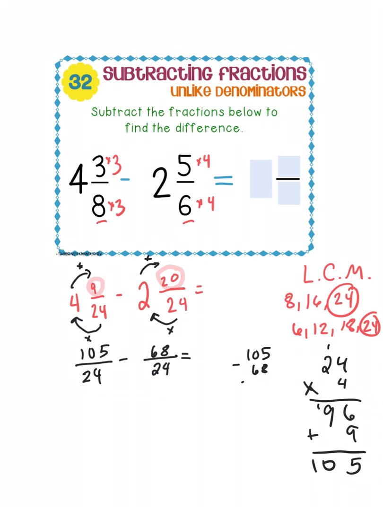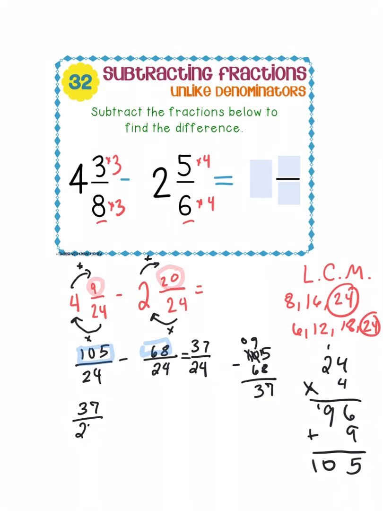105 minus 68. Remember, when we're subtracting these fractions, we just subtract the numerators and leave the denominators alone. Okay, so that gets me to 37 out of 24.